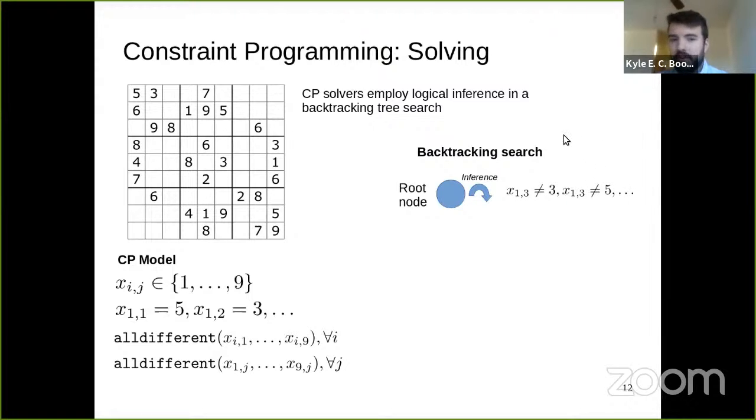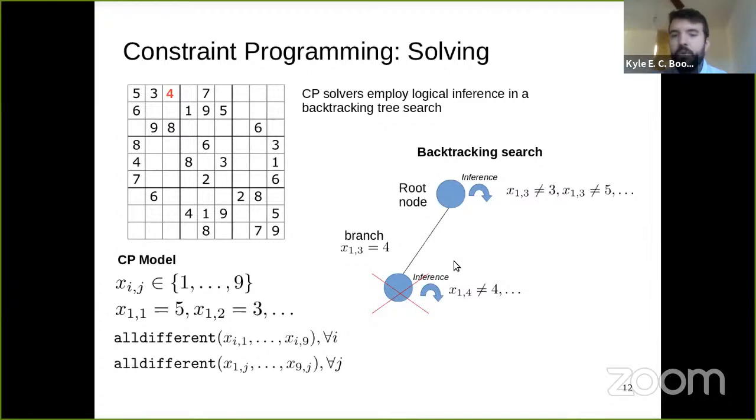And then if we run out of inferences to make and we're kind of stumped, what we might do is actually make a guess. And this is called a branch in terms of tree search. So that means that we might guess that a 4 goes in this particular cell. And then we might perform more inference. So we say that x14 cannot equal 4. And what we might find is that our guess was actually incorrect.